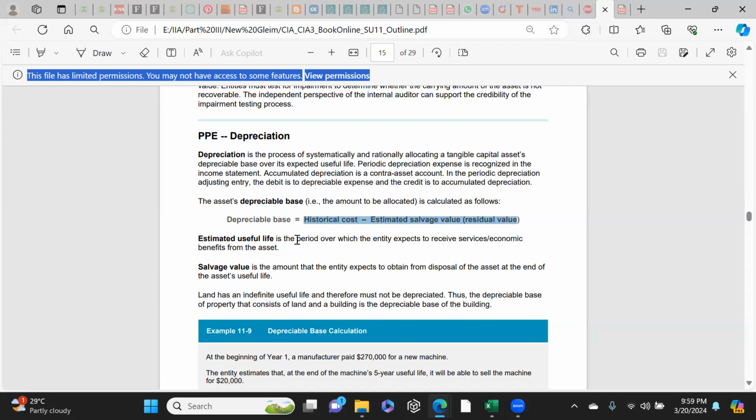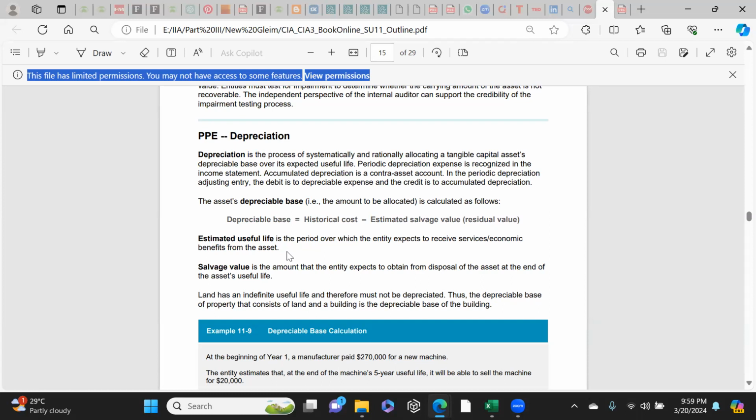Estimated useful life is the period over which the entity expects to receive service or economic benefit from the asset. So obviously, useful life is the period for which the asset is going to give you benefits. Salvage value is the amount that the entity expects to obtain from the disposal of the asset at the end of the asset's useful life. So salvage value is how much value you are going to realize at the end of the useful life.